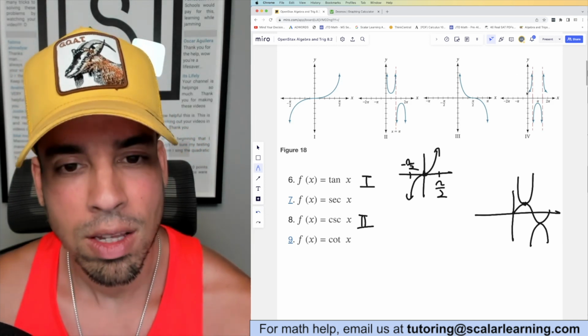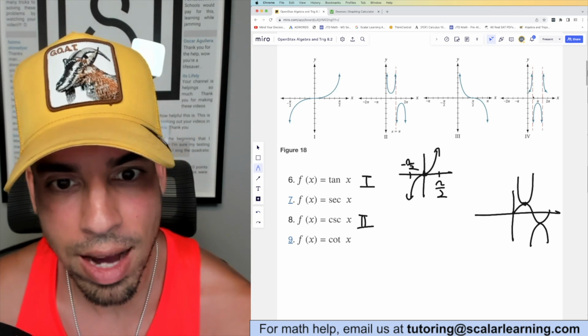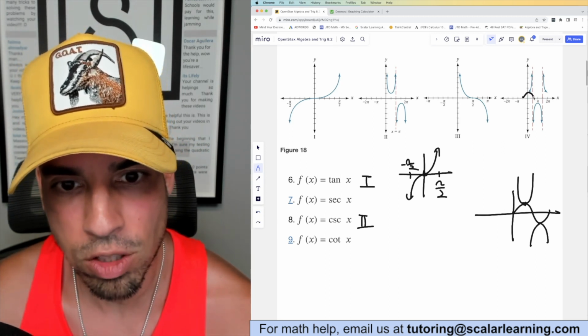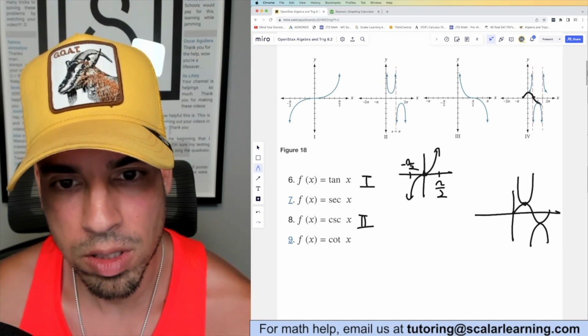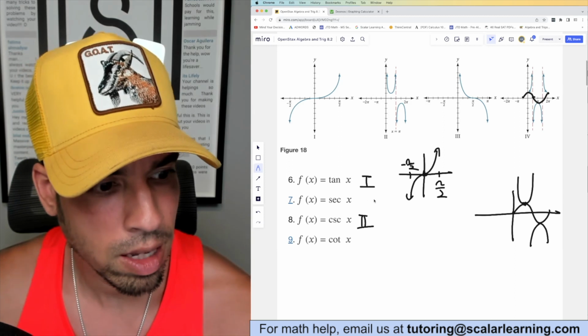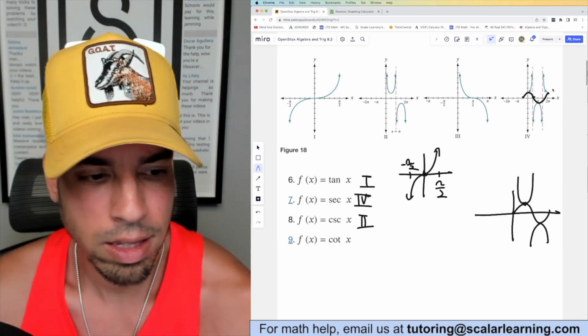And notice that this one has a parabola kind of starting here, right on the y-axis. That makes sense because cosine is maxed out at the y-axis, right? And then it kind of comes down like this and then goes back up. And then you have another one right there. So it makes sense that, therefore, 4 is secant, aka the inverse of cosine.